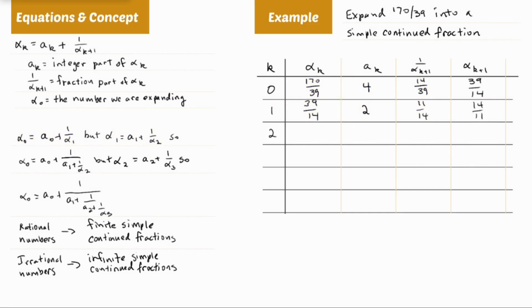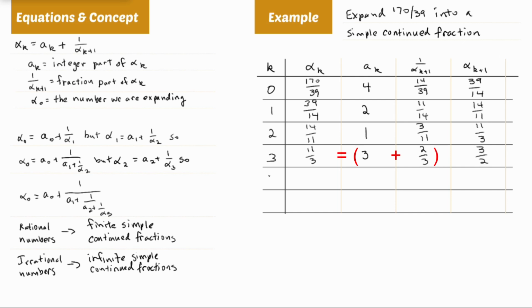K equals 2 and alpha 2 equals 14 over 11, which we got from the end of the previous row. The largest integer that is less than or equal to 14 over 11 is 1, so a_2 is 1. The remaining fraction is 3 over 11, and the reciprocal of that is 11 thirds. In the next row, k equals 3 and alpha 3 is 11 thirds. The largest integer that is less than or equal to 11 thirds is 3, and the remaining fraction is 2 thirds. The reciprocal is 3 halves.